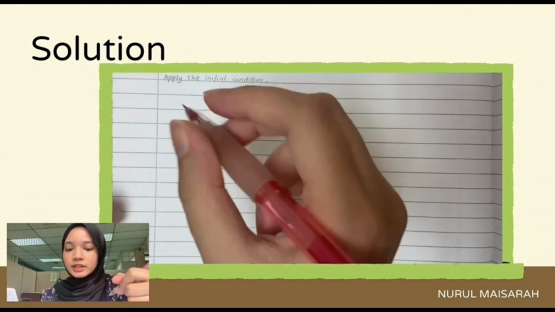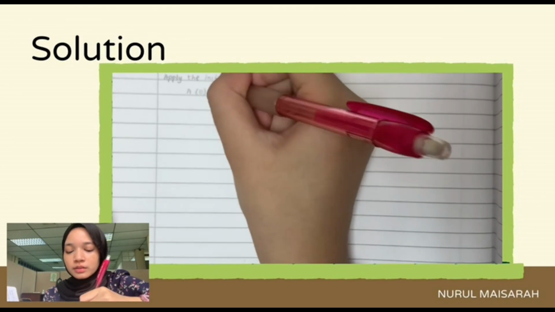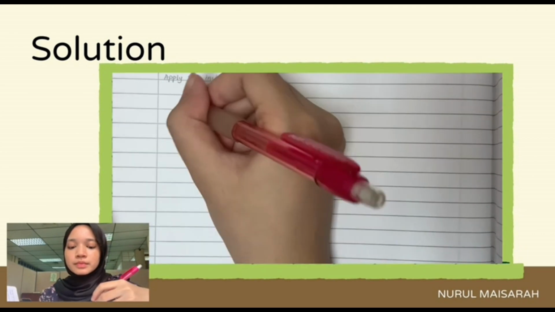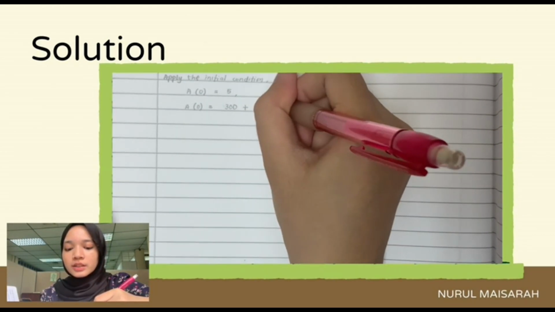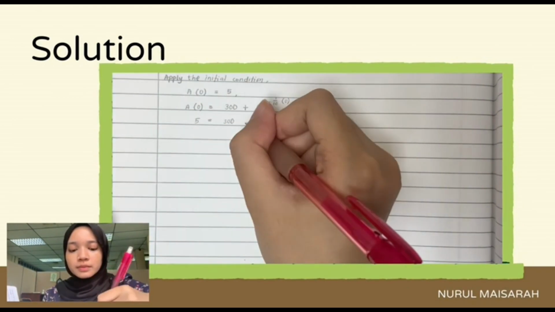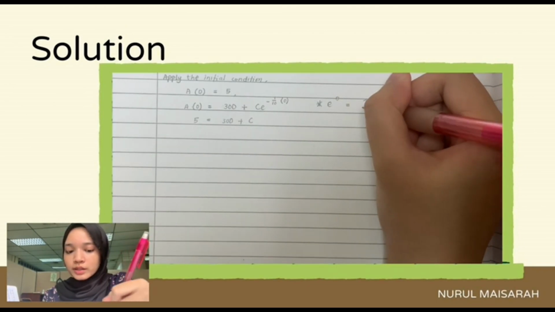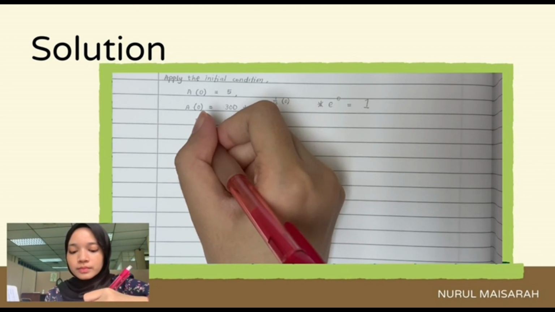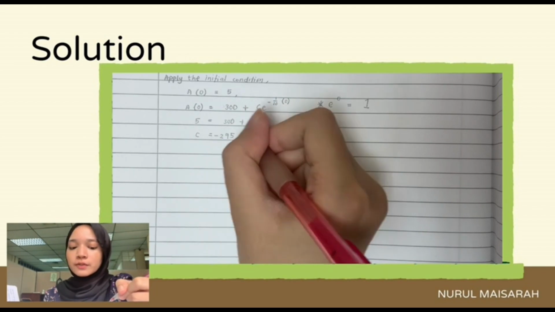Next, apply the initial condition to find C. From the equation, A(0) is equal to 5, and substitute t equals 0. We solve it. e^0 is equal to 1, so this is the only C. And we will get C is equal to -295.